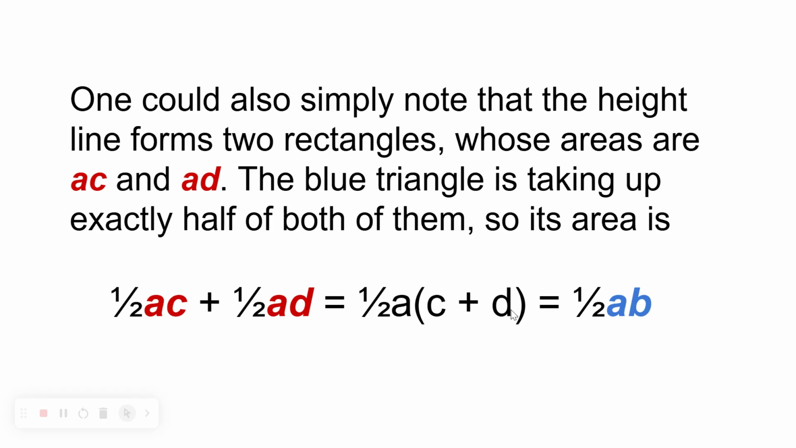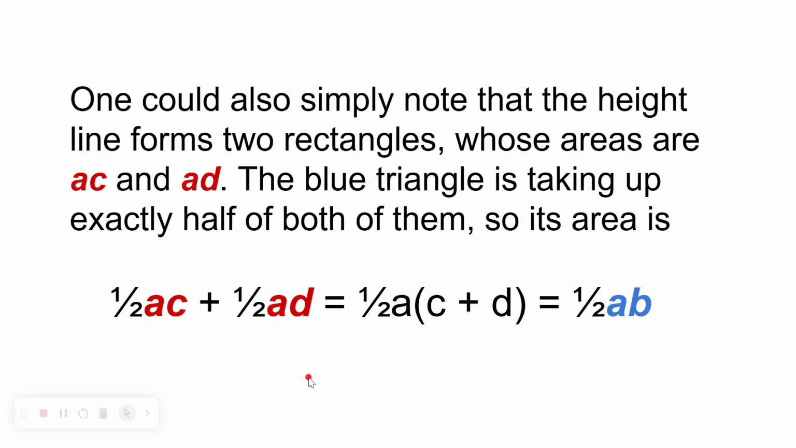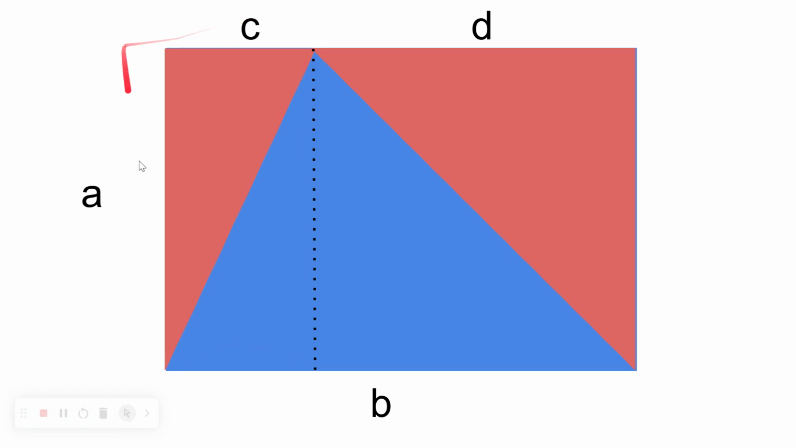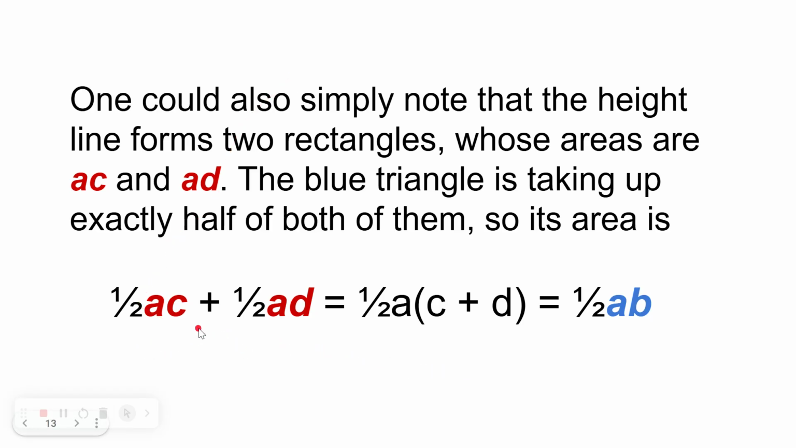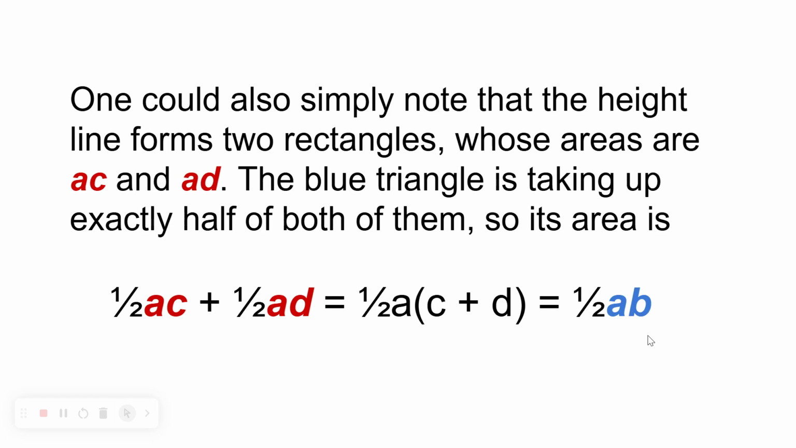One could also simply note that the height line forms 2 rectangles whose areas are AC and AD, which we also talked about, right? These 2 smaller rectangles that we formed. The blue triangle is taking up exactly half of both of them, so its area is 1/2 of AC plus 1/2 of AD, which is what we have written here. Again, we do that factoring trick where C plus D equals B, which gives us 1/2 AB. So there are two fun little algebraic proofs written differently, but essentially the same idea.